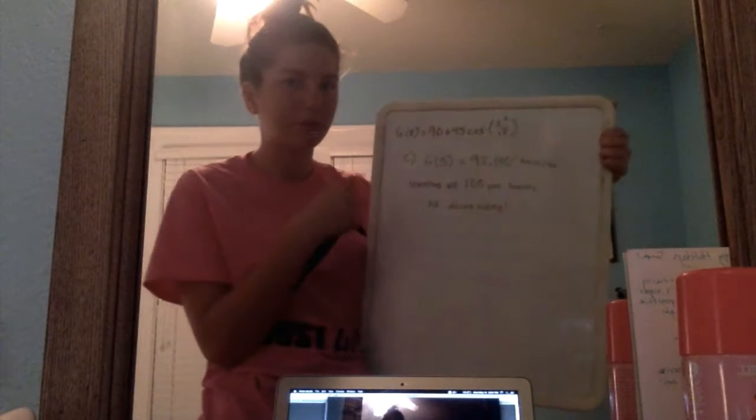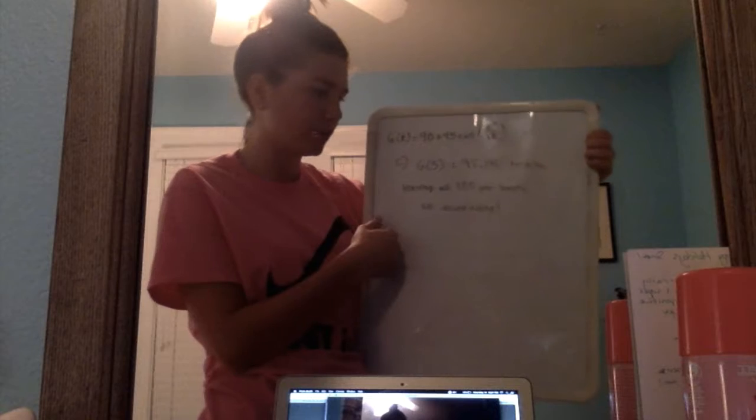By doing g of 5, you get, slight intermission, my brother came in.